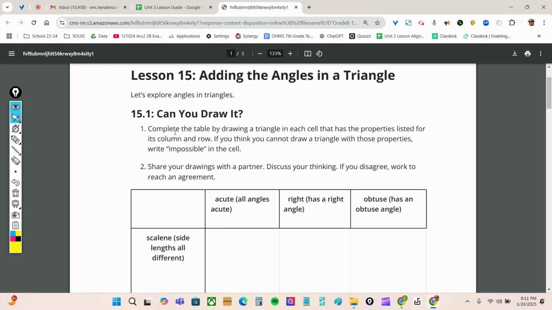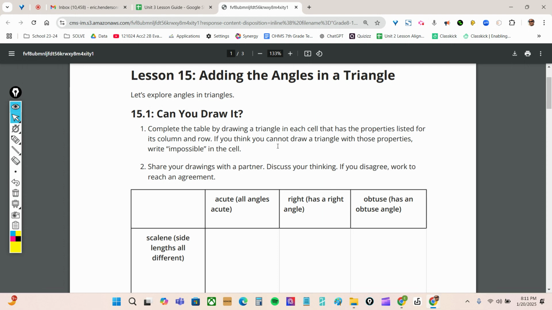It says complete the table by drawing a triangle in each cell that represents the properties listed for each column and row. If you think you can't draw a triangle with those properties, write impossible in the cell. Share your drawings with your partner, discuss your thinking. If you disagree, work to reach an agreement.